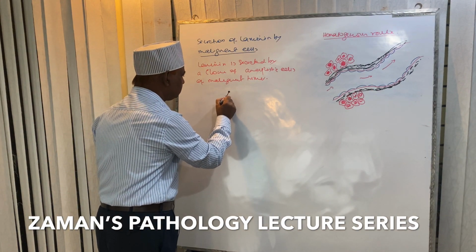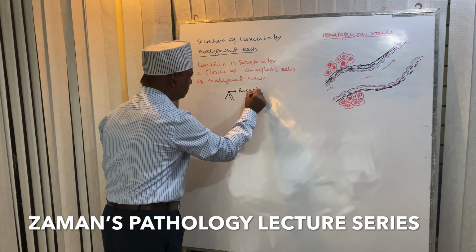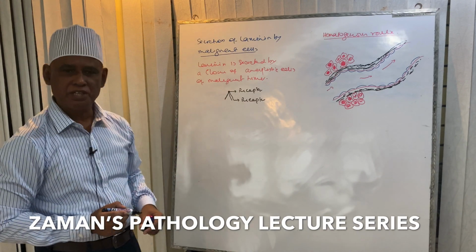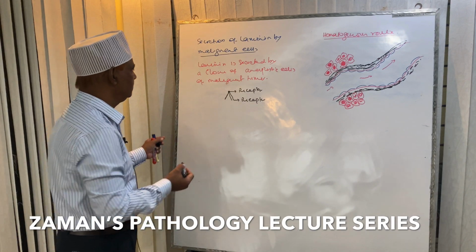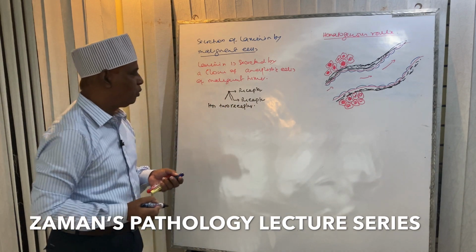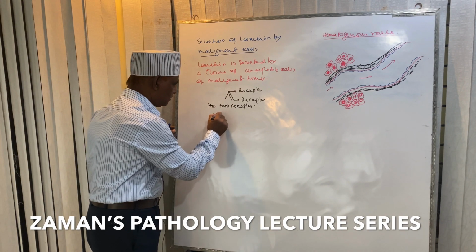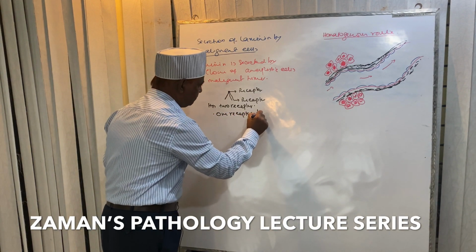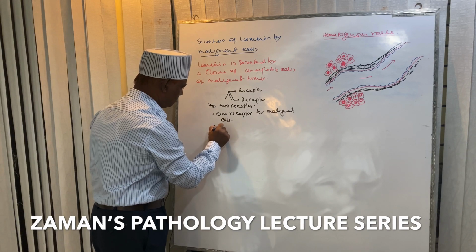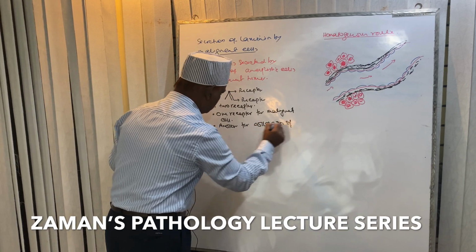Laminin is like this, and it has two receptors. This is a receptor, this is a receptor. This laminin is secreted by the anaplastic cells, and it has two receptors: one receptor for the malignant cell, another receptor for the collagen of the blood vessel.